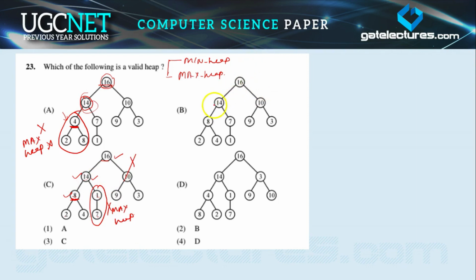So this is 16, 14, 10, right? This will contain the maximum value. 14, 8, 7. So 7 and 8 and 14, 14 is greater. 2 and 4 and 8, 8 is greater, the root node contains the maximum value. 1 and 7, yes, this is right, because the root node should contain the maximum value as compared to its children. Now 10, 9, 3, 10 is greater and it is present at the root node.